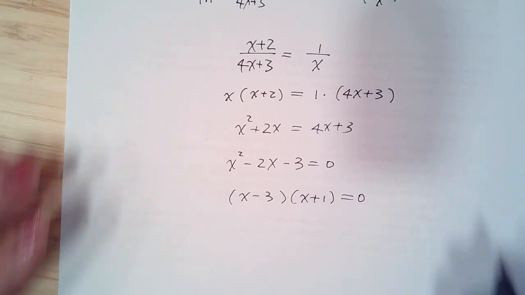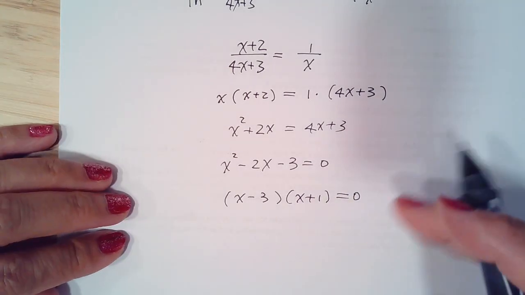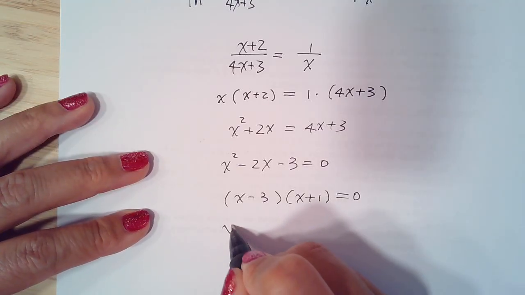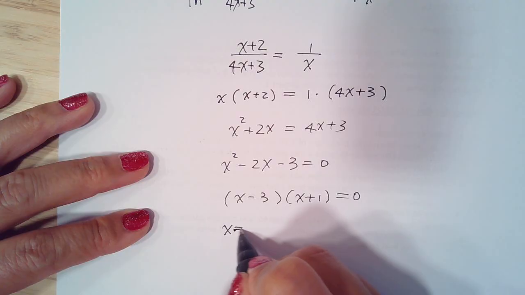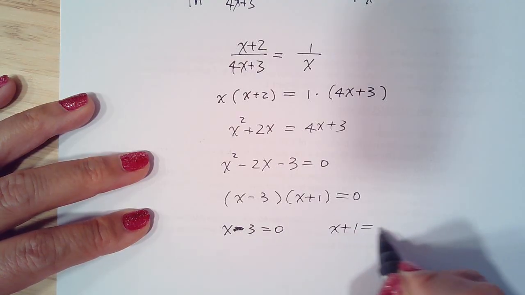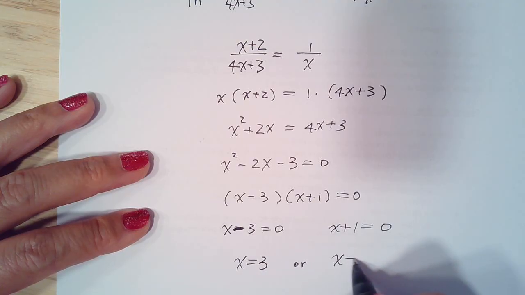If you think I'm going too fast, you can slow down. You can pause here and read this to see what's going on and follow up. And here, the first solution is either x minus 3 equals 0 or x plus 1 equals 0. So you get x equals 3 or x equals negative 1.